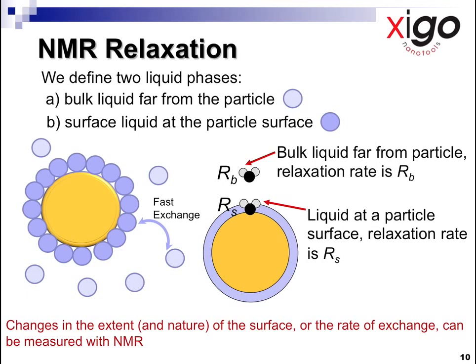And so what we now have is a relaxation time of the liquid, but we can also have a relaxation time of those molecules that are bound to the particle surface. The difference between the two can be very large, orders of magnitude. And the changes in the nature and extent of the surface, in other words, the particle size, the particle shape, the particle morphology, and the particle surface chemistry, or even the rate of exchange of the liquid molecules, can be measured by probing using NMR relaxation itself.